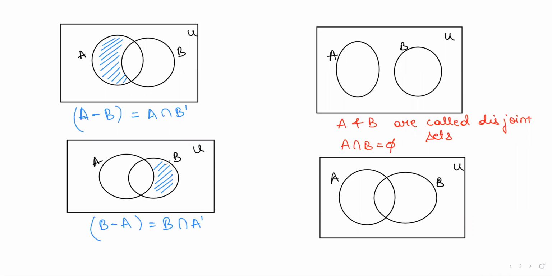Here, this particular shaded region is present in B as well as in A complement, and it's a common region between both. The explanation is same as the explanation for A minus B.